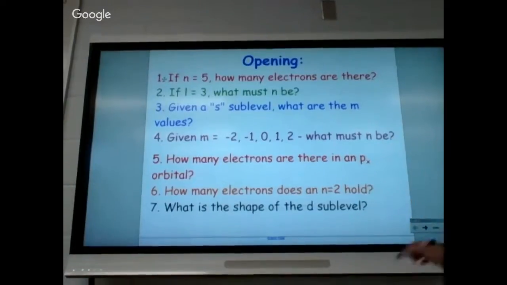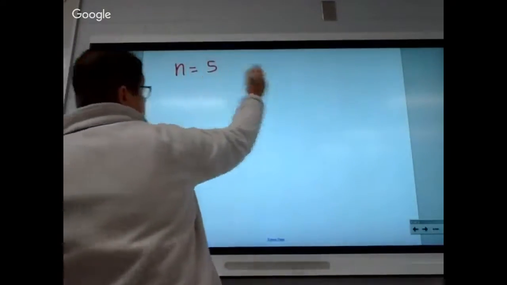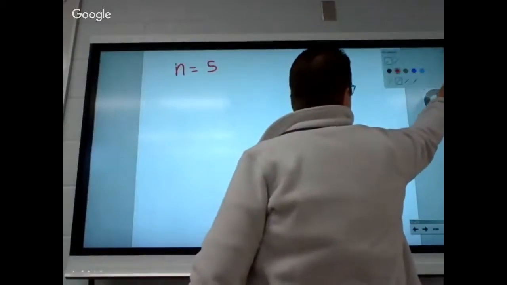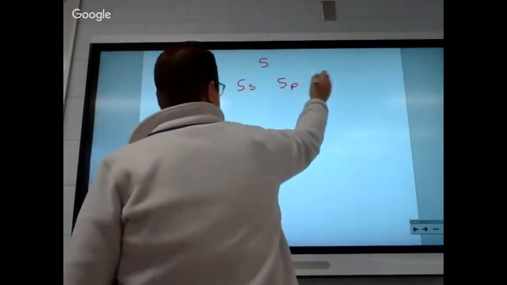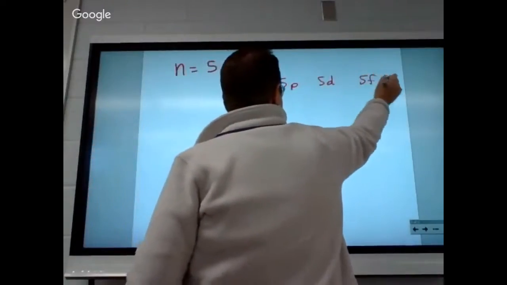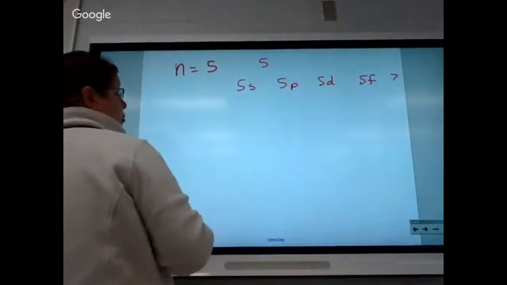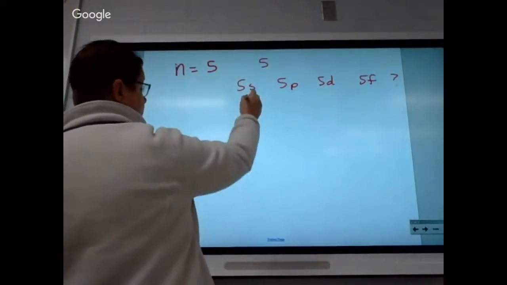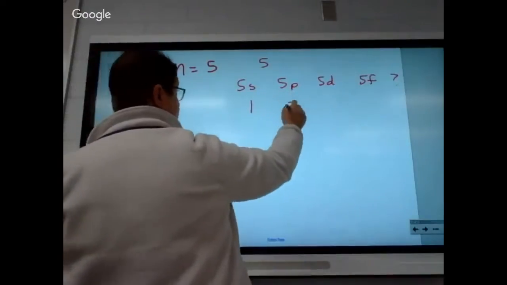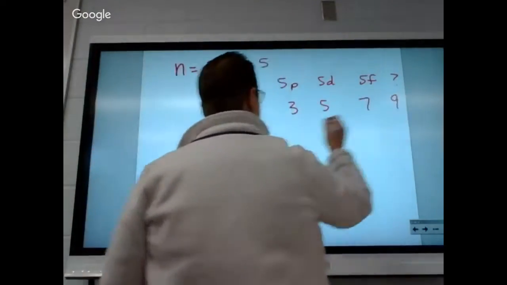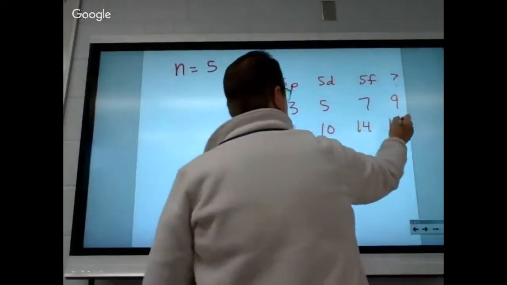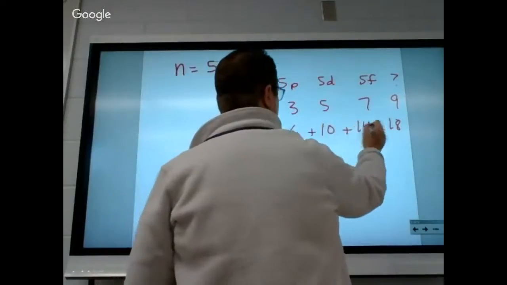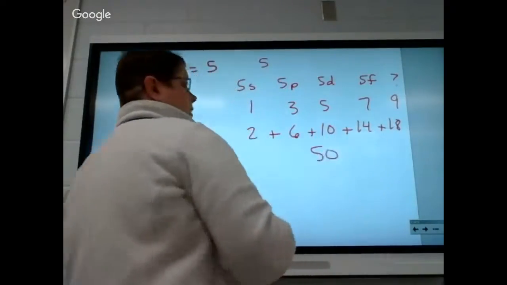So if n equals 5, how many sublevels are there? 5. So 5 sublevels would be 5s, 5p, 5d, 5f, and 5g. How many orbitals are there? 1, 3, 5, and 7. So how many electrons? 2, 6, 10, 14, 18. You'd add all of these together and you would wind up with 50 that way. That's the other way to do it.